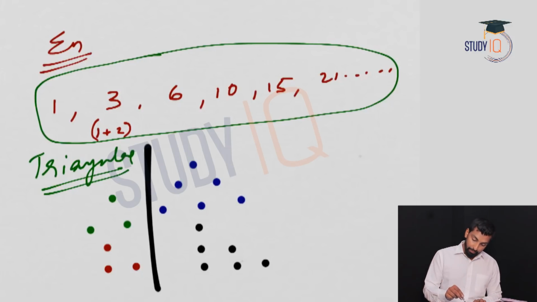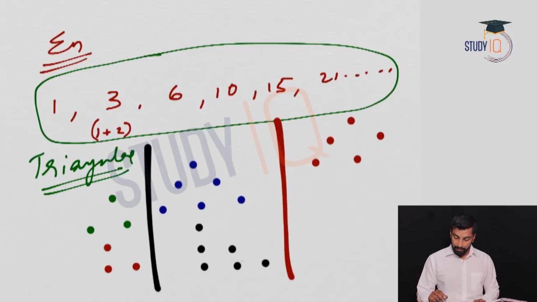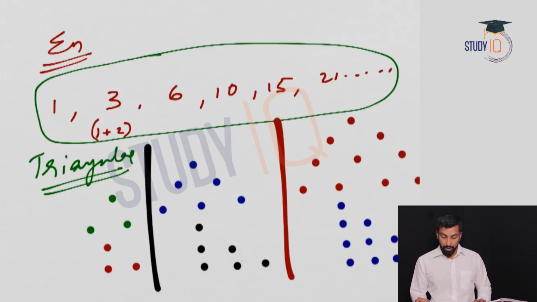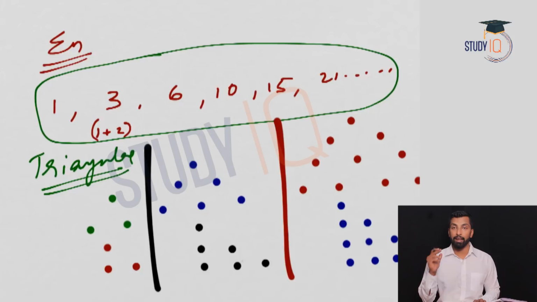So what about 10? 10 if you need to represent, it's like this. So this is also a triangle. Or what if you need to make a right angle triangle, it will be like this. So you got a right angle triangle. Okay, so you can visualize or represent this as a triangle. That's why it is called triangular numbers. So sigma n numbers are also called triangular numbers.